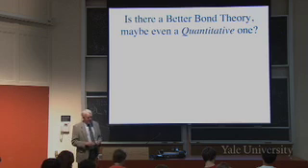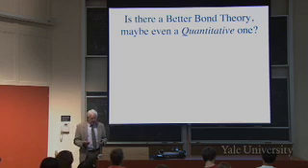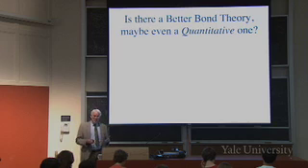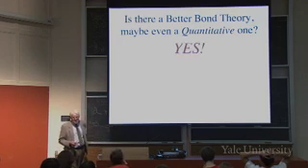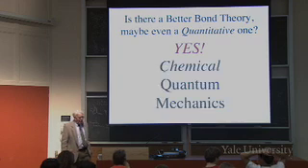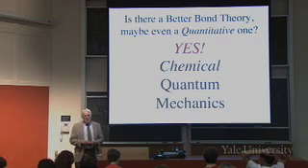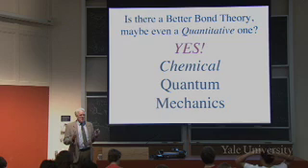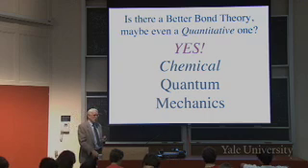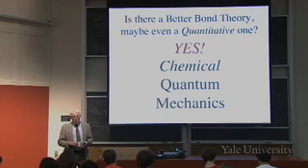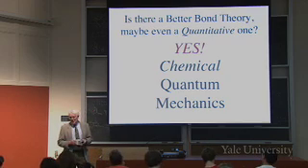Now, this raises the question, is there a better bond theory than Lewis theory? Maybe even one that's quantitative, that would give you numbers for these things, rather than just say they're pairs here or there. Okay? And the answer, thank goodness, is yes. There is a great theory for this, and what it is is chemical quantum mechanics. Now, you can study quantum mechanics in this department, you can study quantum mechanics in physics, you can probably study it at other places, right? And different people use the same quantum mechanics, but apply it to different problems, right? So what we're going to discuss in this course is quantum mechanics as applied to bonding, okay?